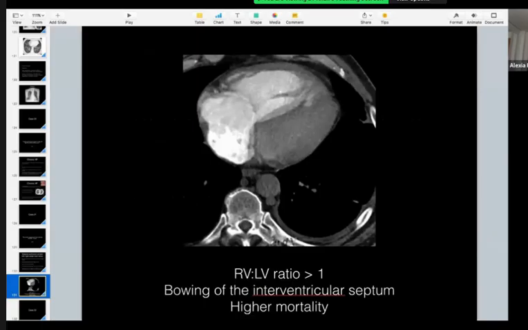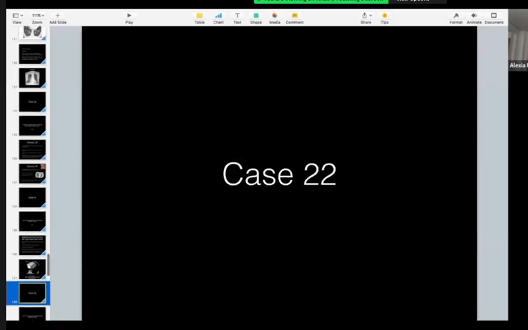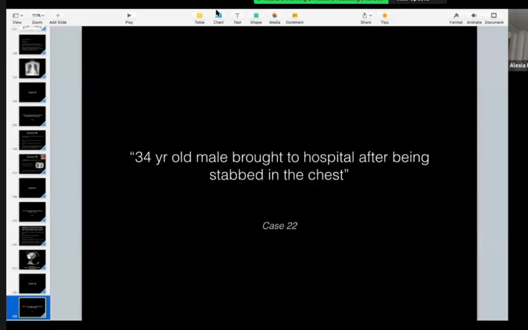This is another patient, but it depicts the findings of right-sided heart strain. So we've got a bowed interventricular septum, a right ventricular to left ventricular ratio which is more than 1. And these patients have higher mortality than patients without a right-sided heart strain pattern. Okay, good. As you said, you would look at the lungs as well on lung window to look for any pulmonary infarcts. Good. On to the next case now.